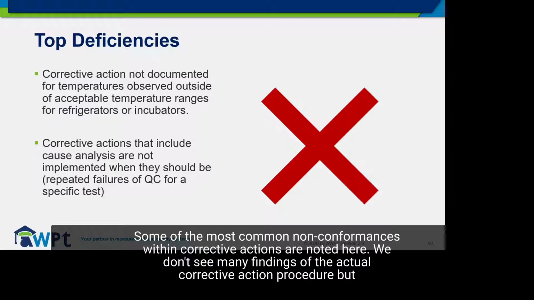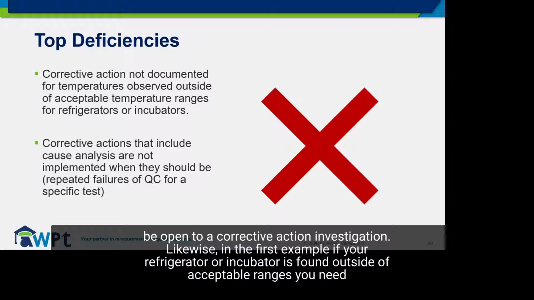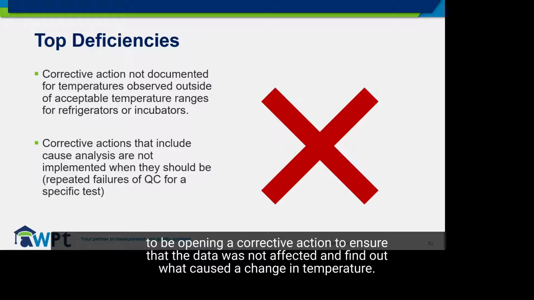Some of the most common non-conformances within corrective actions are noted here. We don't see many findings with the actual corrective action procedure, but rather with labs not implementing corrective actions when they need to. Remember, when something like a repeated QC failure occurs, your lab needs to be open to a corrective action investigation. Likewise, in the first example, if your refrigerator or incubator is found outside of acceptable ranges, you need to be opening a corrective action to ensure that the data was not affected and find out what caused the change in temperature.